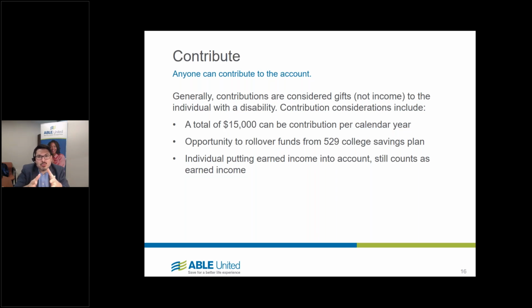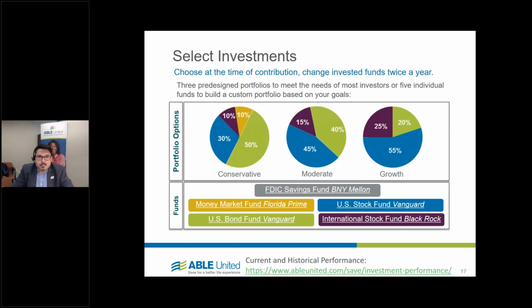Just important to know about contributions, earned income still counts as earned income for IRS purposes as well as for Social Security purposes. So if a beneficiary is working and they put their entire income into the ABLE account, it still counts as earned income for that purpose.